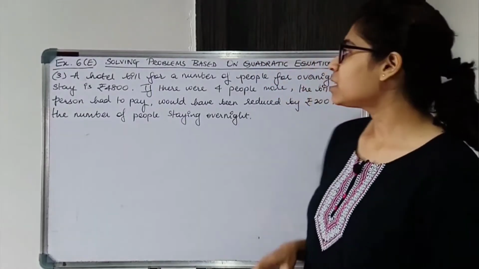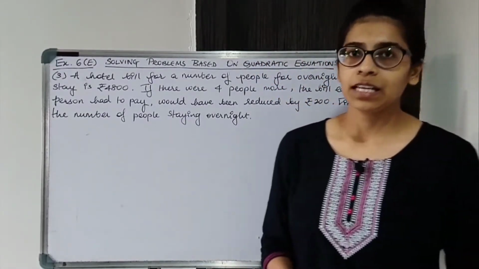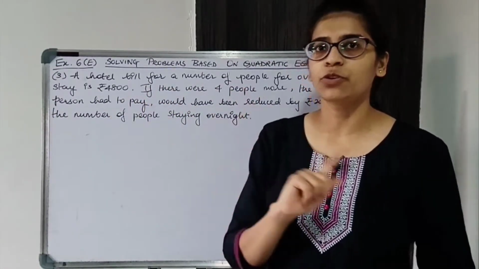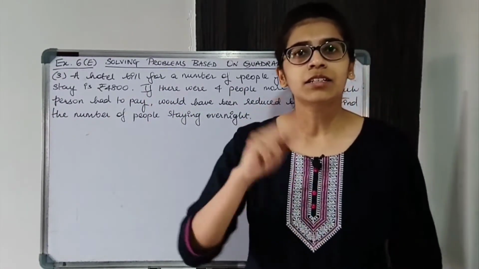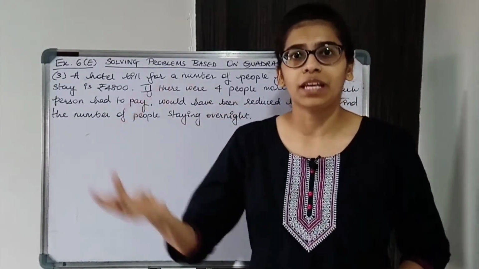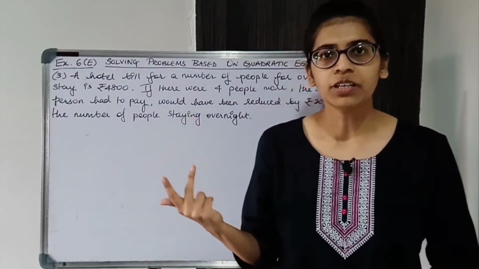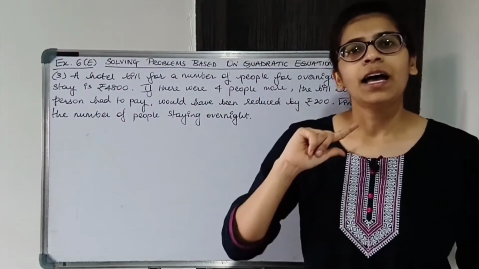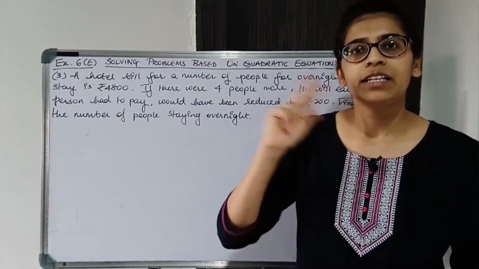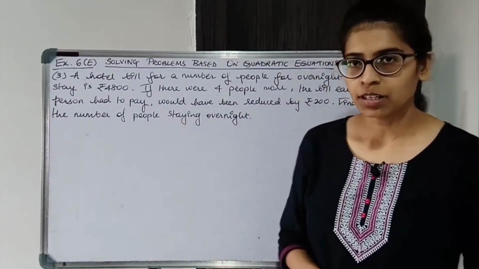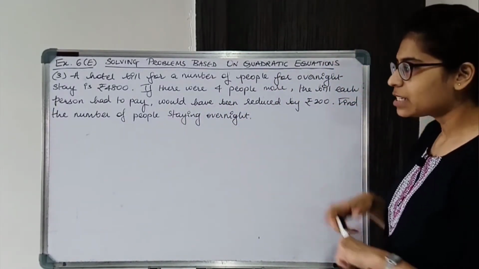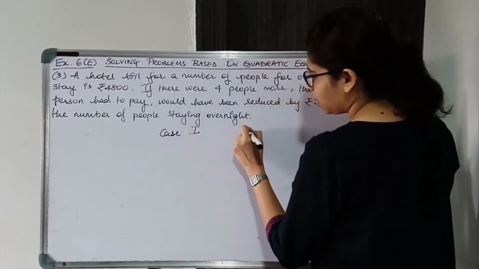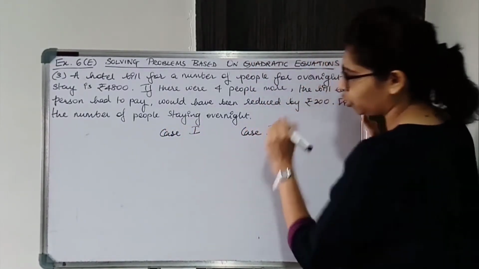Okay, there are a certain number of people staying, there is a hotel bill of rupees 4,800, and there is a certain amount which each person has to pay, contribution करना है. Okay, so there are three things over here: the number of people, the total bill, and the bill amount that each person has to pay. Okay, so there are two cases again for this, case 1 and case 2.